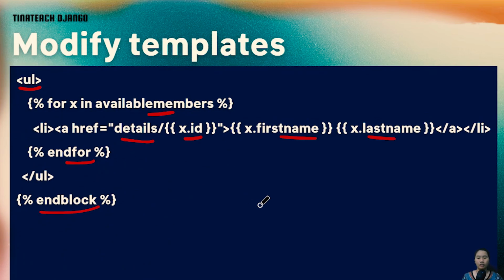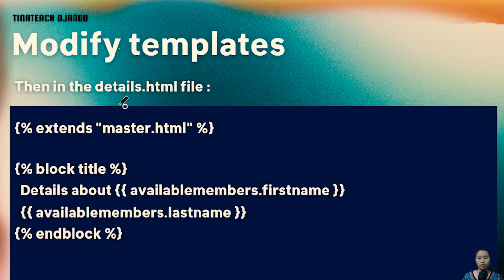Okay, let's move on to the details.html file. You have to do the same thing. You have to rewrite it. Extend master.html. Block title, details about available members, first name, and then available members, last name, and end block.